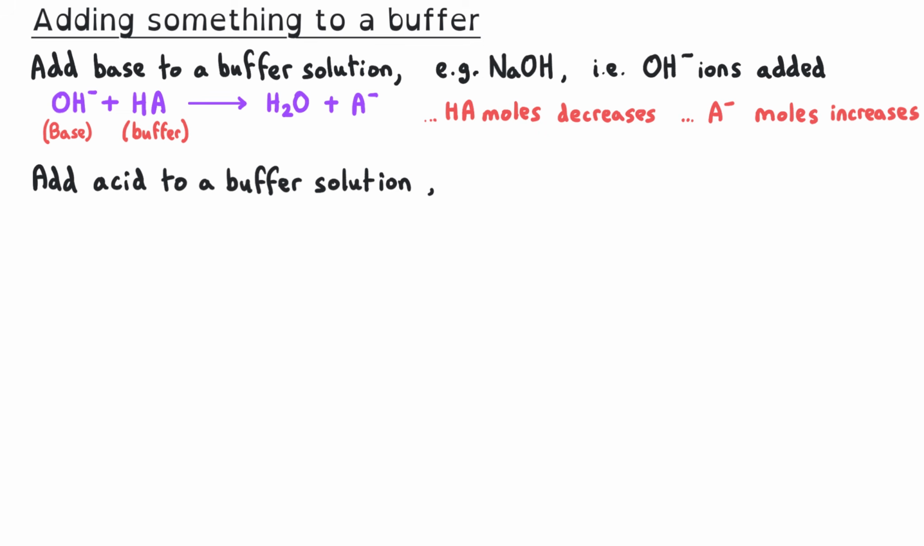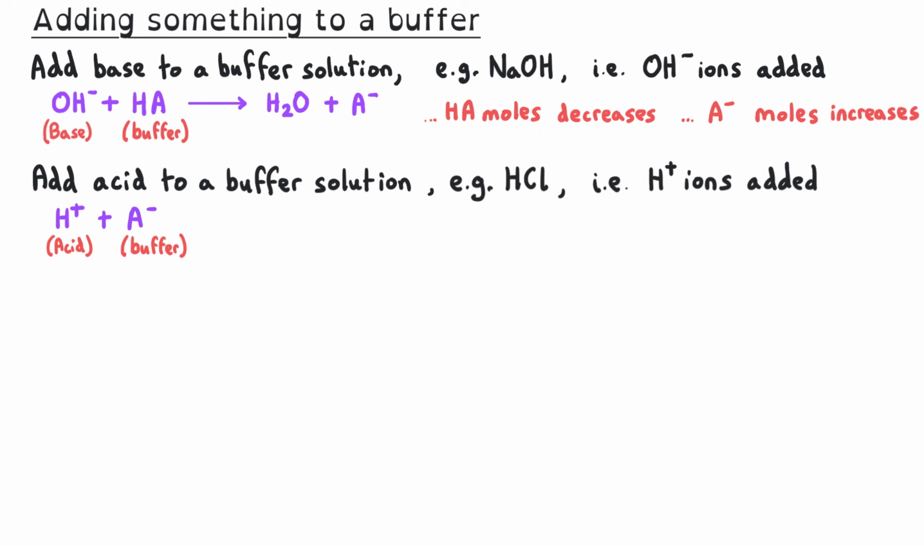If we added an acid to this buffer, for instance hydrochloric acid, effectively we're adding hydrogen ions here. Just watch out for this being monoprotic or diprotic. The hydrogen ions from the acid will react with the salt from the buffer and we will produce weak acid.